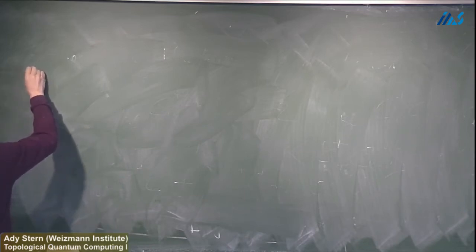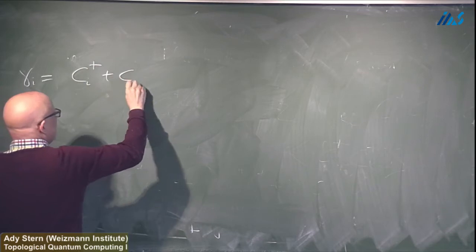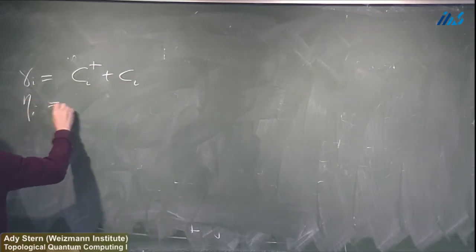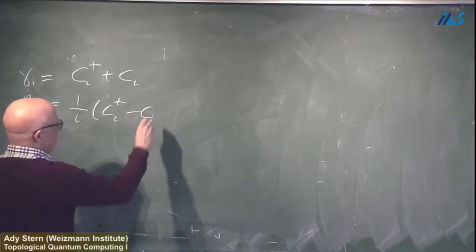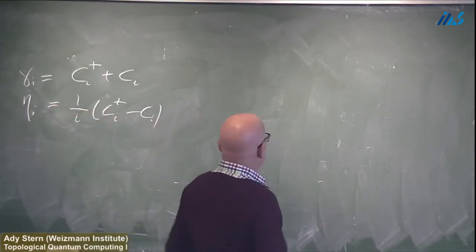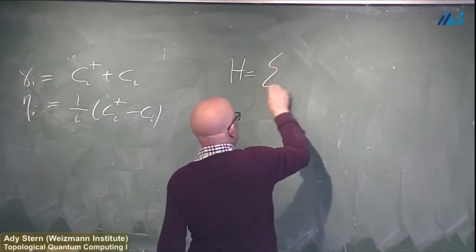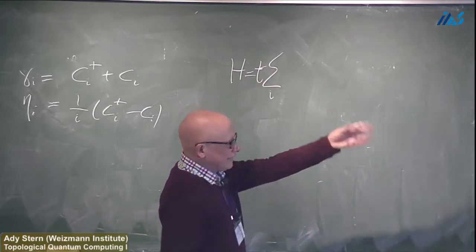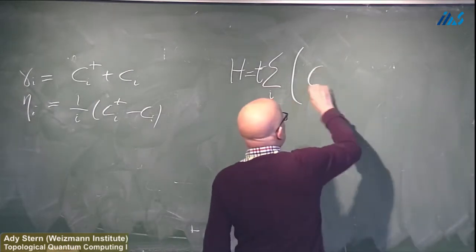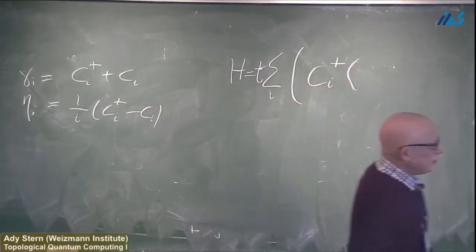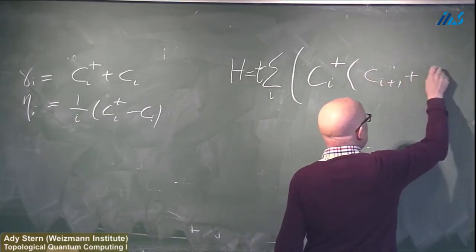We will define gamma_i as c_i dagger plus c_i, and eta_i as 1 over i times c_i dagger minus c_i. I think that's what I want to do, but maybe a more constructive way of doing that will be the following. I'm going to write this as a sum over i, I take t out because there's only one scale now, and now we just group variables. We have c_i dagger times this plus that, c_{i+1} plus c_{i+1} dagger.